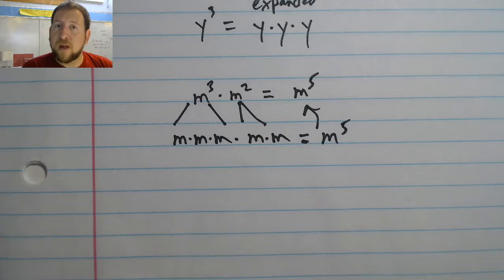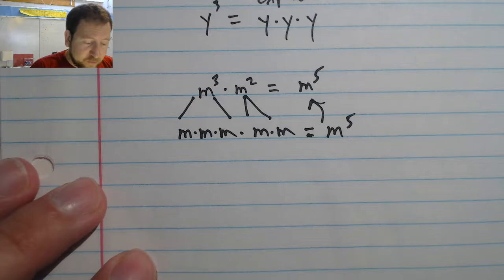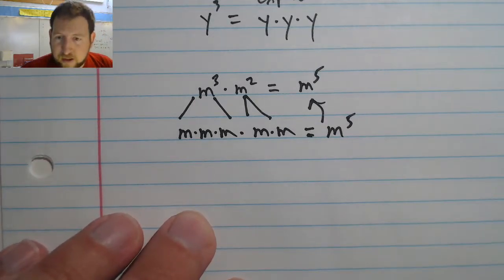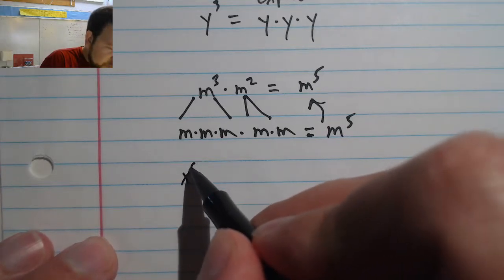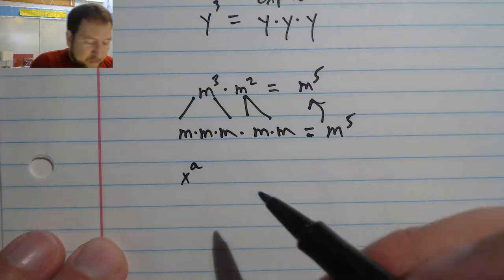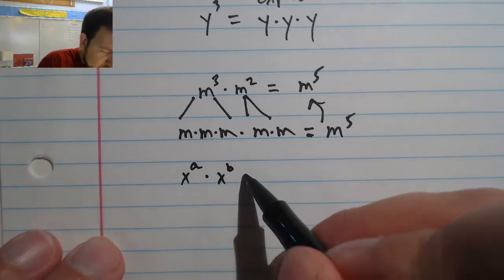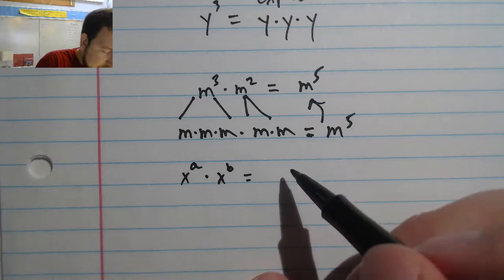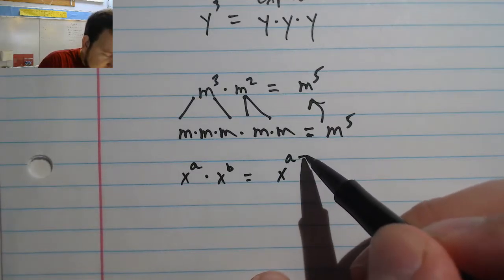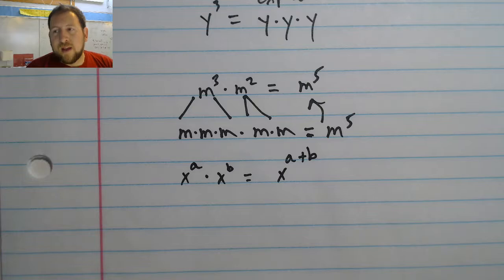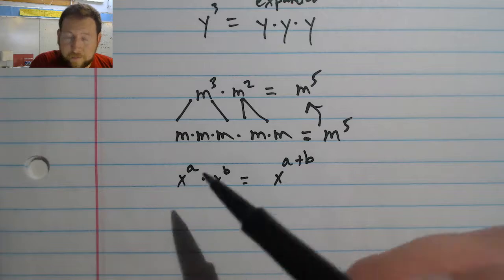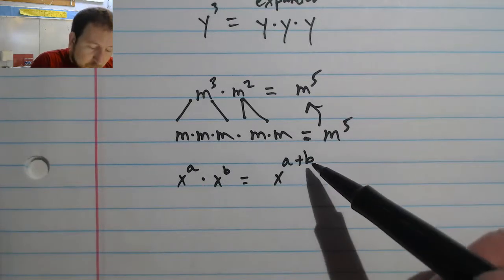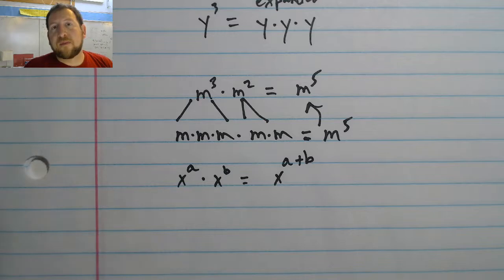Whenever I'm multiplying powers together, all I do is I add the exponents. And this is what this rule looks like. If I have x to the a times x to the b, I have x to the a plus b. And that simply tells me that if I have a similar base, notice my bases are the same, and I have exponents that are different, all I do is I add those exponents together to simplify what I'm doing.